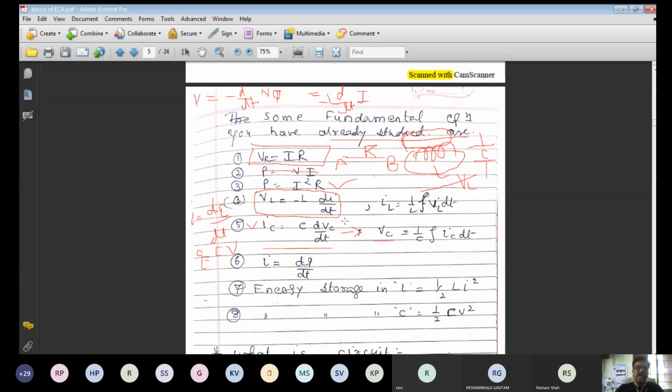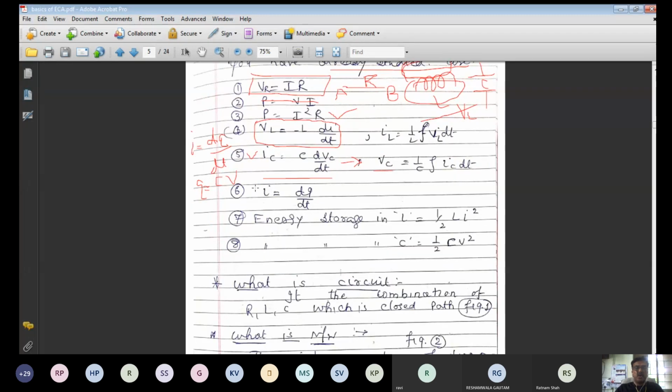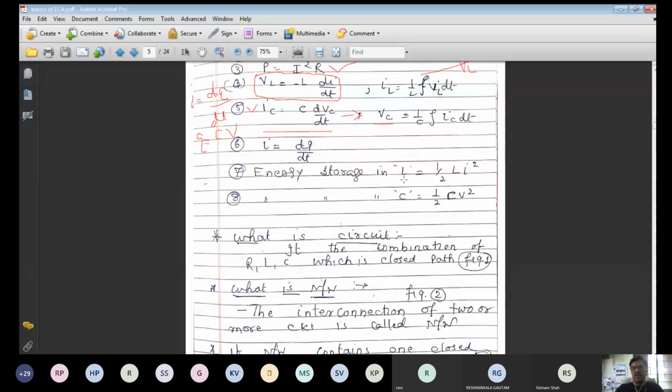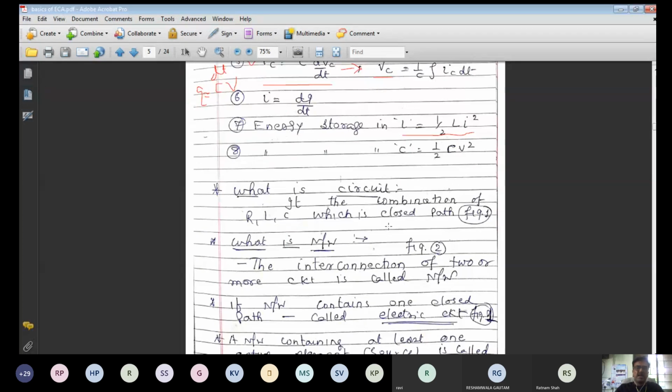Anytime if I ask the question, say what is the equation for the voltage in a capacitance, that always is C dV by dt. Right. Now the other most important equation that we have already discussed, I is equal to dq by dt. Another equation you are also familiar with: energy stored in an inductor is equal to 1/2 Li square, and energy stored in a capacitance is 1/2 CV square.